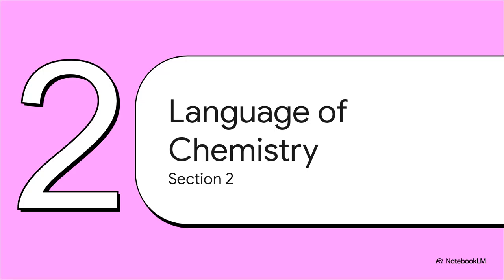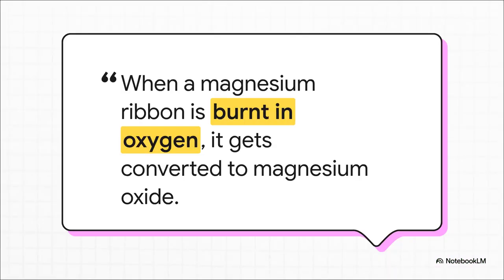Which brings us to Section 2. How do scientists describe these amazing transformations without writing a novel every single time? They use the special language of chemistry, and it's all built around the chemical equation. Now, you could use a full sentence like this one. It's descriptive, yeah, but can you imagine writing that out for every single experiment? It's just way too long, way too clunky for a working scientist.